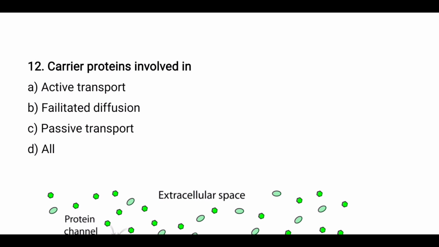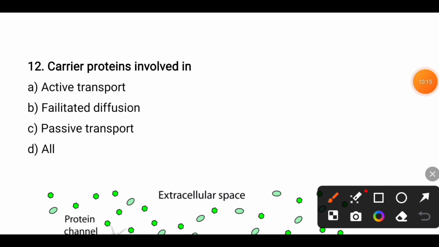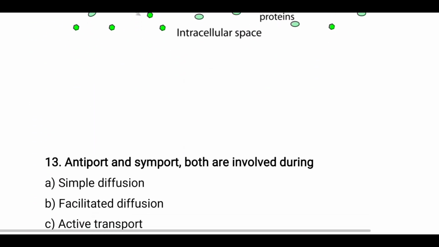Now we are going to see the correct option for this question. Carrier proteins involved in: options are active transport, facilitated diffusion, passive transport, all. So the correct answer is all. They are involved in active transport, facilitated diffusion as well as passive transport. Let's see the next question.